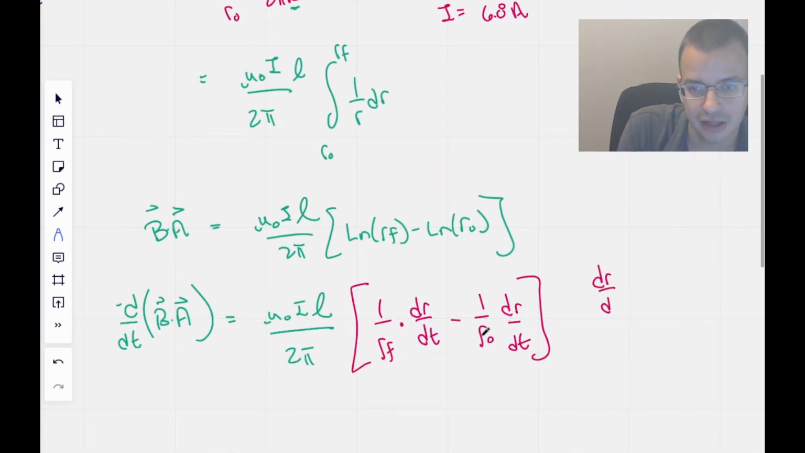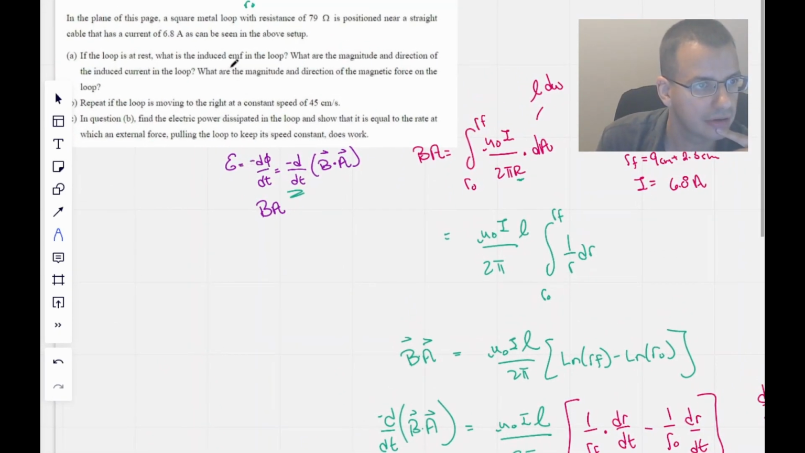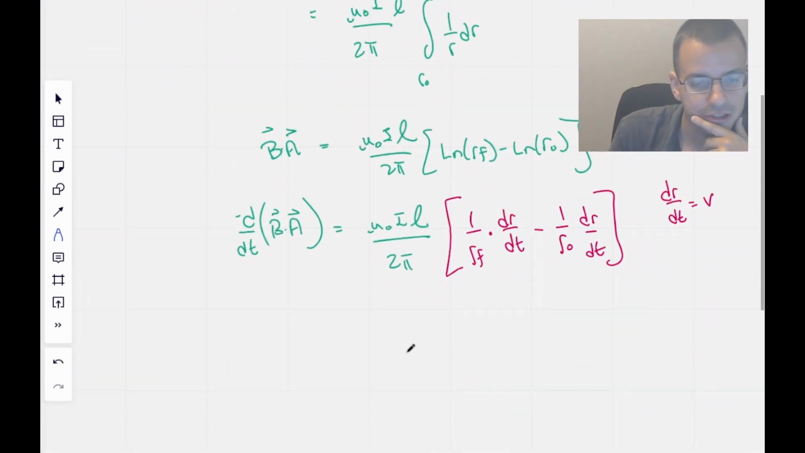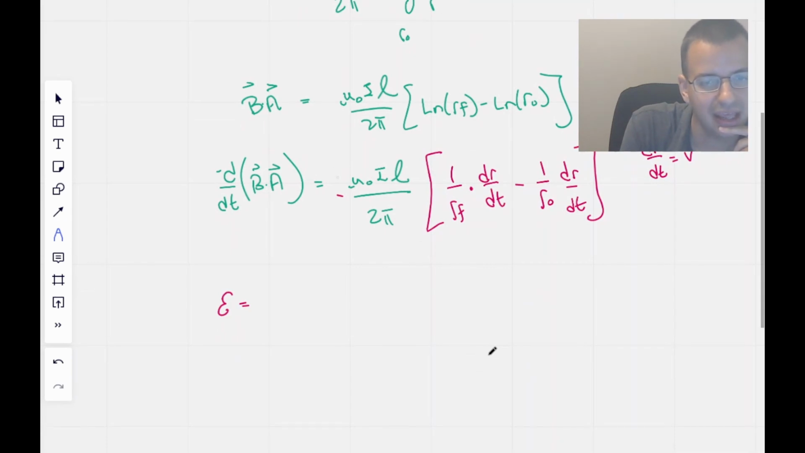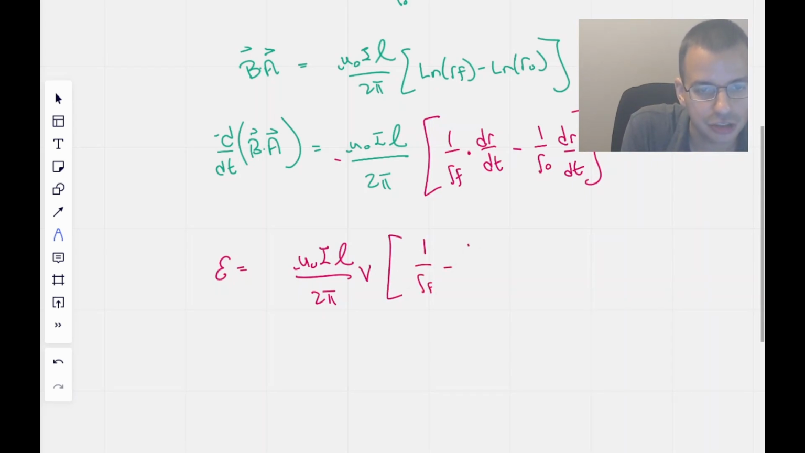So dr/dt, in this case, is going to be v, small v, for velocity, not to be confused with voltage, which is the same as EMF. And they give us here 45 centimeters. So the EMF, and I forgot the little negative sign here, I'm just going to leave it like that. EMF is going to be mu naught I L over 2 pi times, I'm going to factor out this v, 1 over r final minus 1 over r initial.